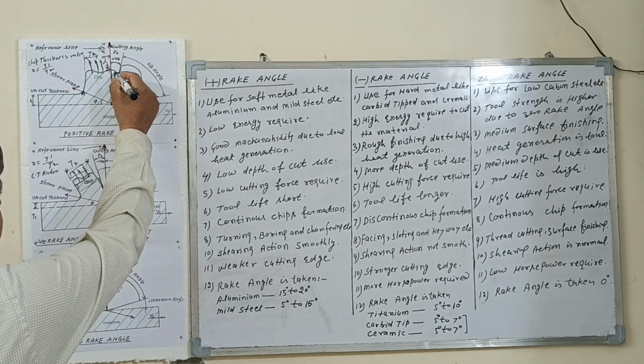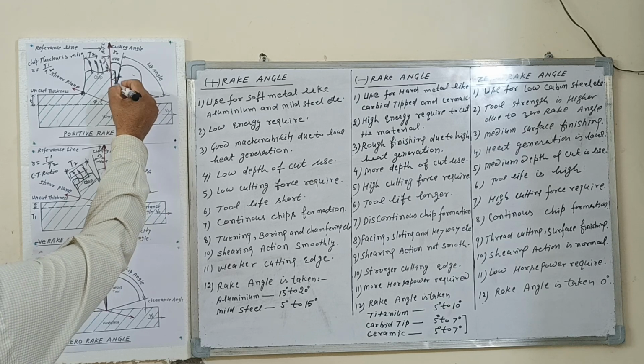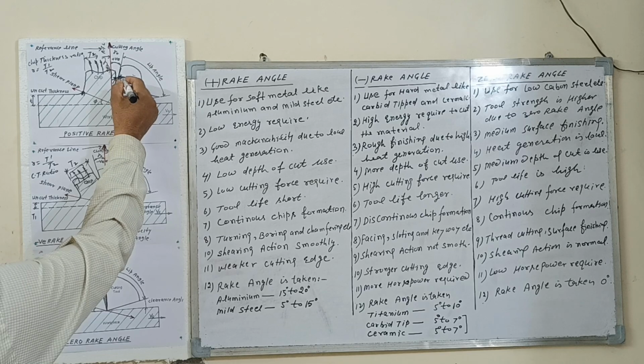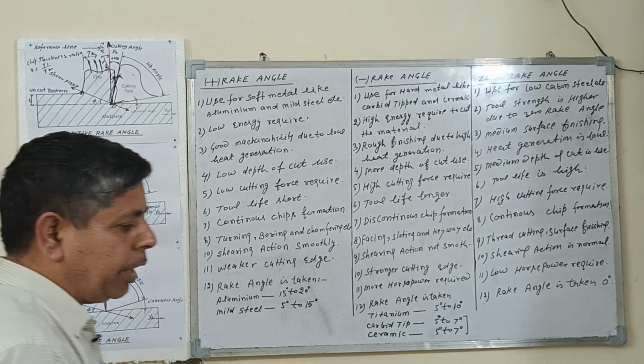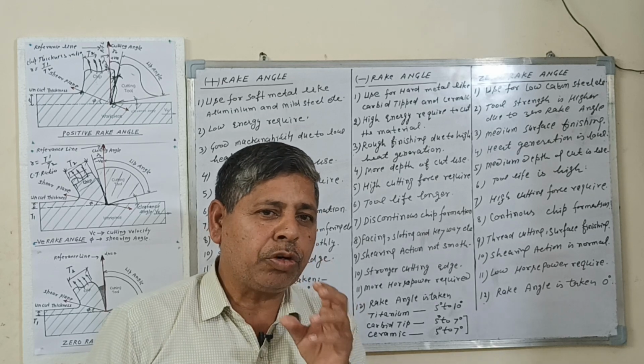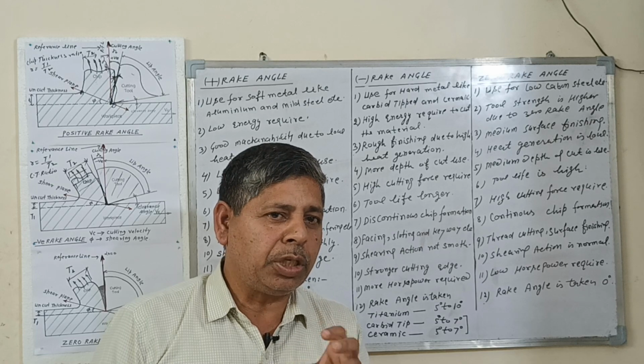This is the surface of the chips and this is the surface of the cutting face, and the difference between the two is the rake angle. The rake angle helps the chips flow smoothly with a low coefficient of friction. The coefficient of friction generally depends upon the nature of the material.